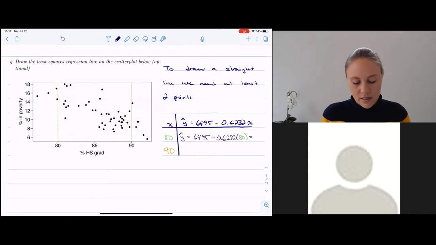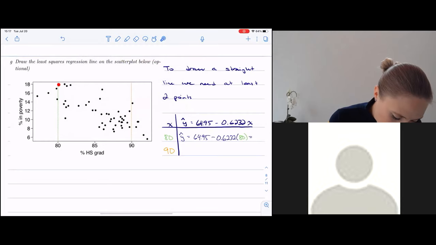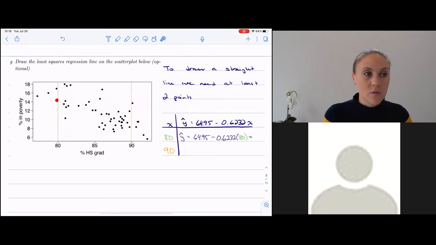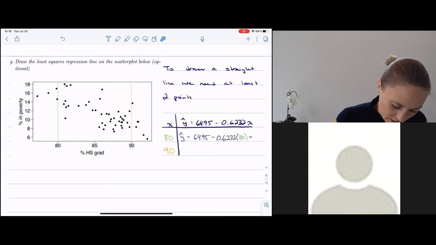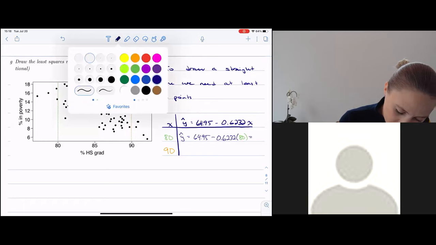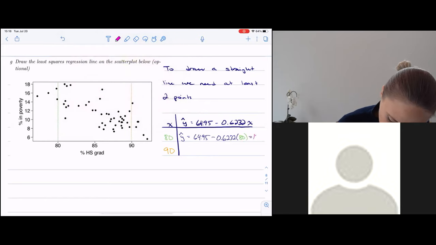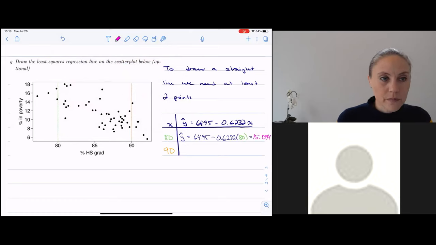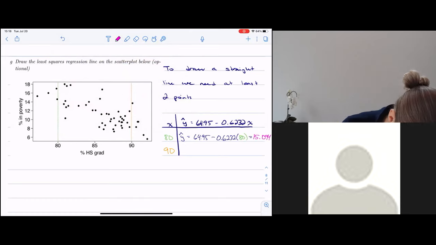And when I do that, what I'm doing is I'm predicting y when x is 80. There don't seem to be any values that have exactly x. This one's close, but not exactly, and that's okay. We can still predict values. So 80 times 0.6232, and then 64.95 minus that. I'm getting a value of 15.094.